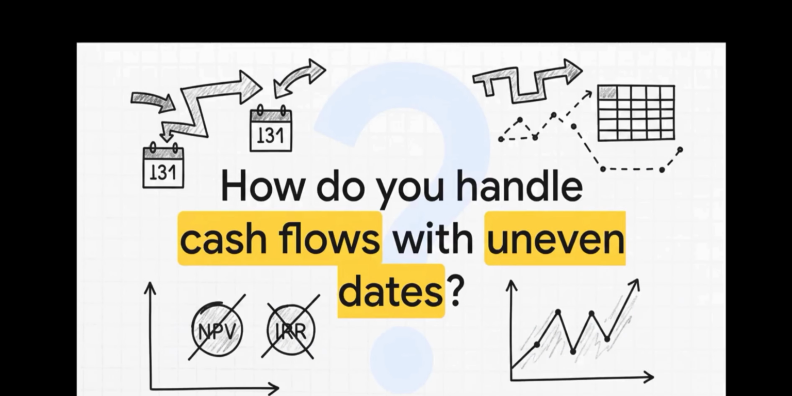How do you handle cash flows with uneven dates? Routinely, as an analyst, you are going to have situations where cash flows aren't perfectly timed at the end of a neat month or year. Using standard net present value, or NPV, or internal rate of return, IRR, formulas in these situations will actually give you inaccurate results. Why? Because those standard formulas strictly assume that time periods between cash flows are exactly equal.